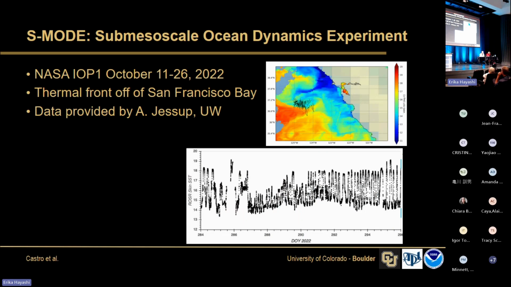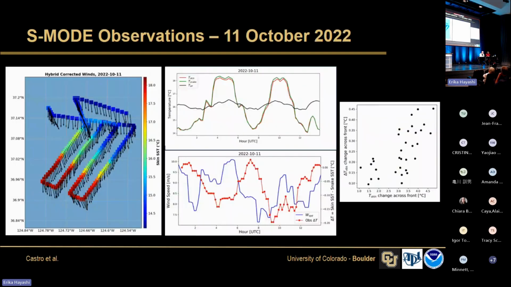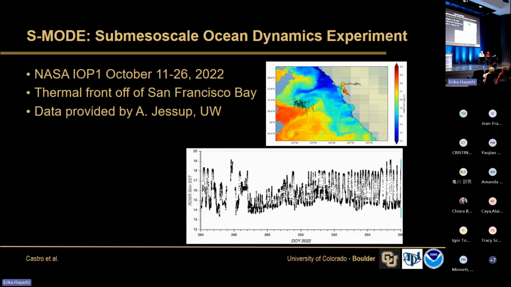This comes from S-MODE, a NASA campaign. It's ongoing, but the very first phase of this experiment took place in October of 2022, and the purpose was to look at the physics of submesoscale fronts. So they picked this front off of San Francisco Bay, and for the space of 3 weeks, they just went back and forth with different instruments. The data I'm showing here was provided by Andy Jessup.